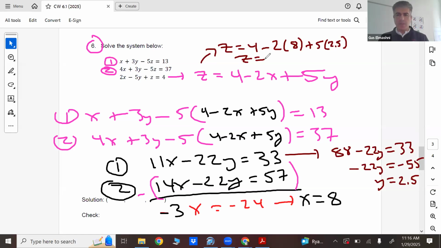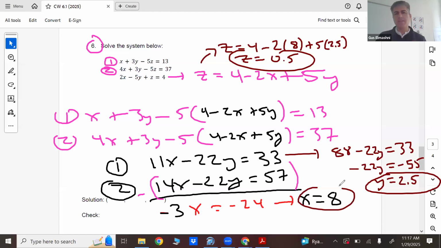So z should equal negative 12, 2.5. I think it's 0.5, if I'm not mistaken. 16. Yeah, I think that should be right. Let me double check the other ones. 8, 7.5, 15.5. Yeah. Okay. Really fast.